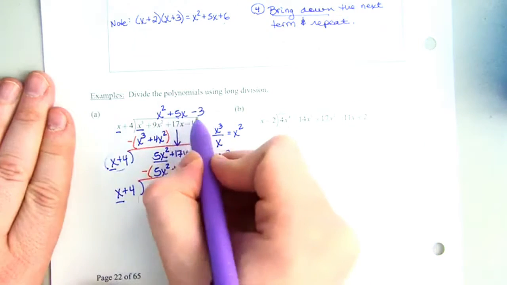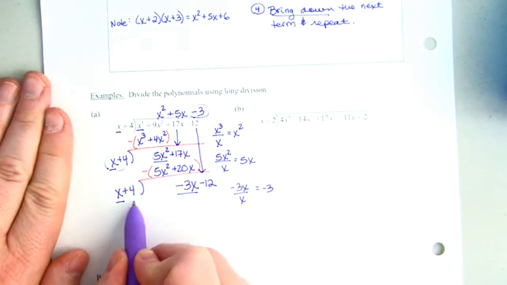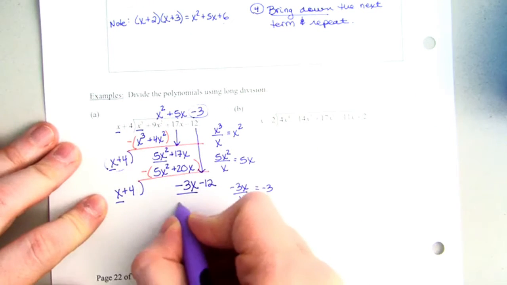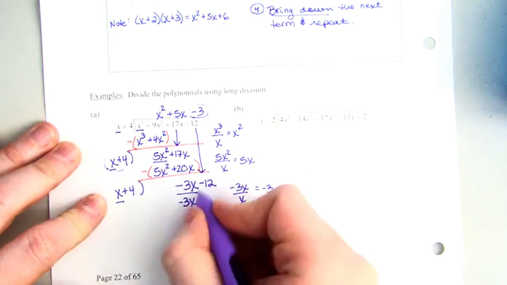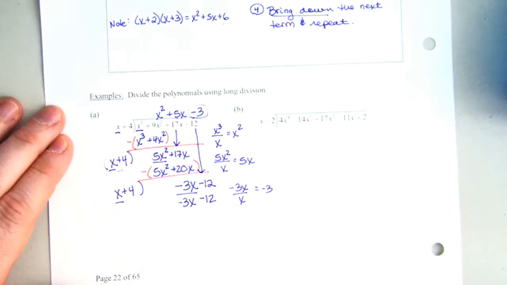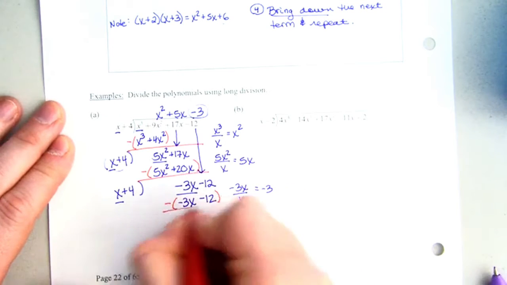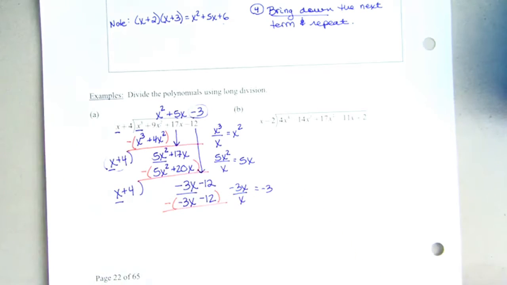Now we're going to multiply. Negative 3 times the whole thing out front gives you what? Negative 3 times x is negative 3x. Negative 3 times 4 is negative 12. Put in parentheses and subtract. What are you left with?